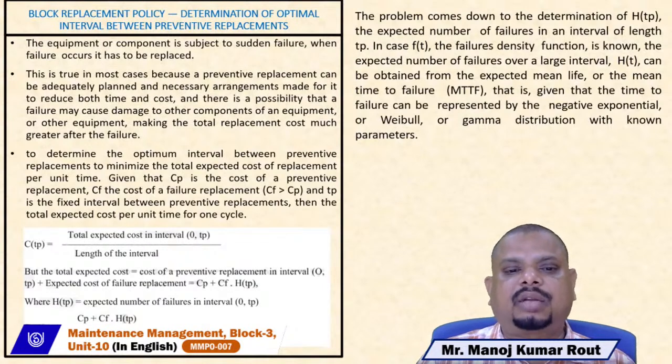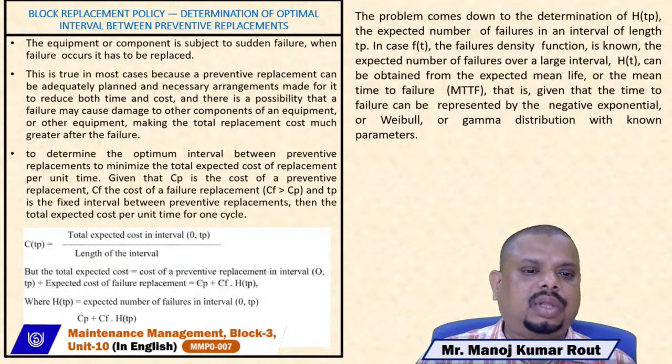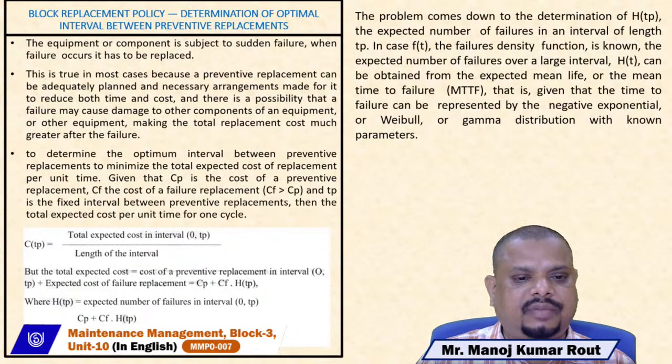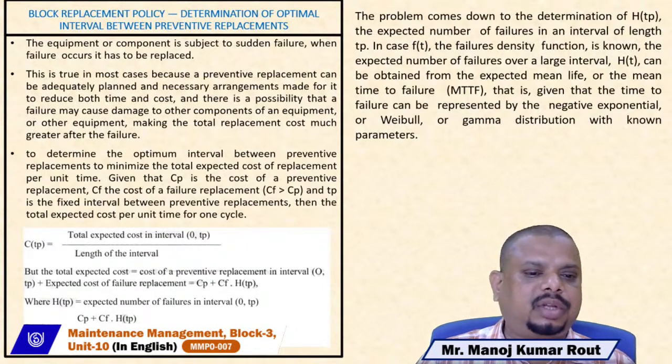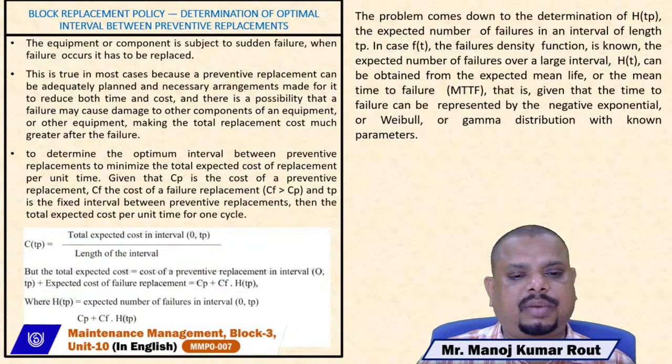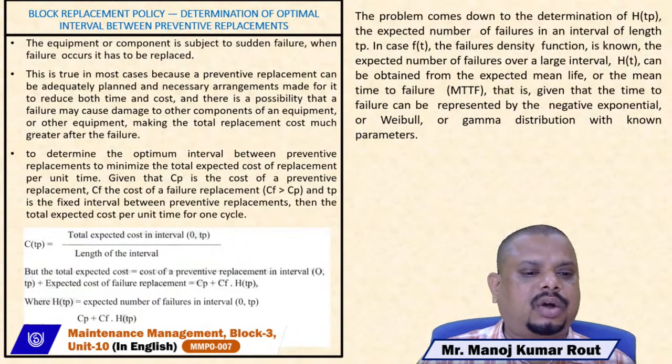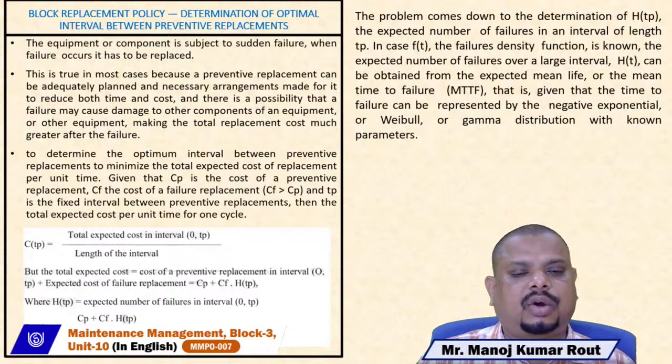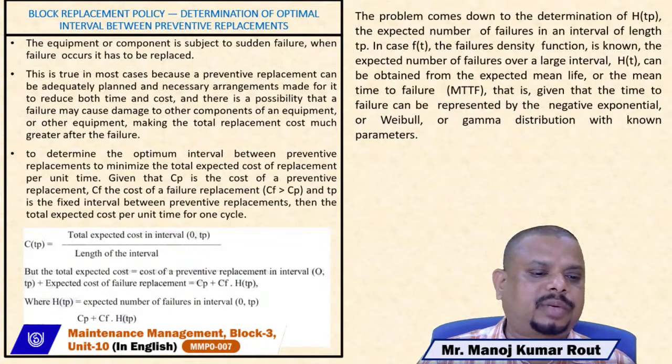So, to determine the optimal interval between preventive replacements to minimize the total expected cost of replacement per unit time, given that CP is the cost of preventive replacement, CF is the cost of failure, and CF is always greater than CP, and TP is the fixed time interval between preventive replacements. Then the total expected cost per unit time for one cycle equals the total expected cost in the interval divided by the length of the interval. In this way, we have to calculate the total expected cost.